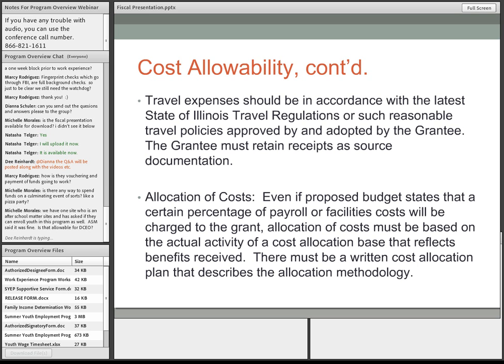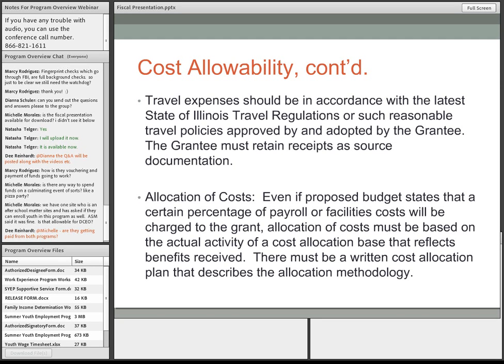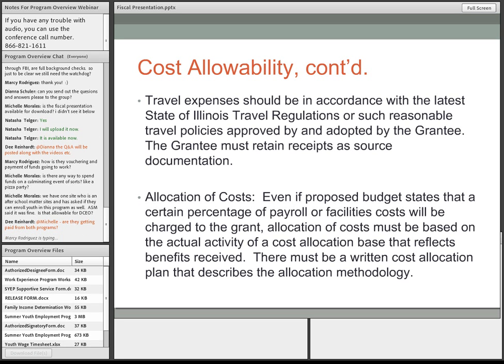Travel expenses must be in accordance with the latest State of Illinois travel regulations. If you think you're going to incur some travel costs, you can contact us. We can give you those allowable rates. Or if you've got an established travel policy that's reasonable, then we will certainly look at that. You've got to have receipts, documentation. I can't say it enough either. Documentation.